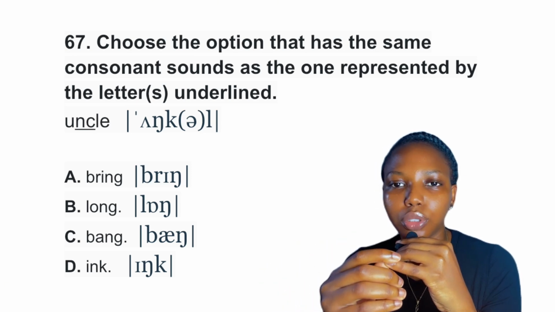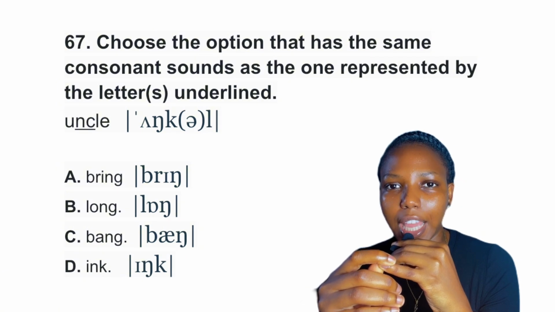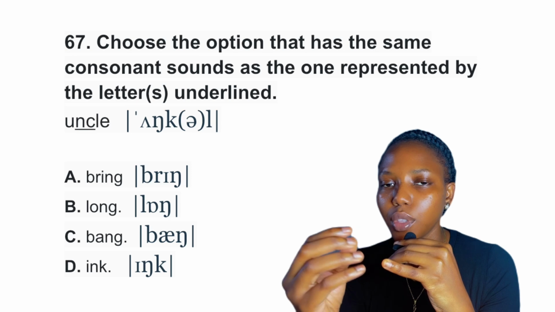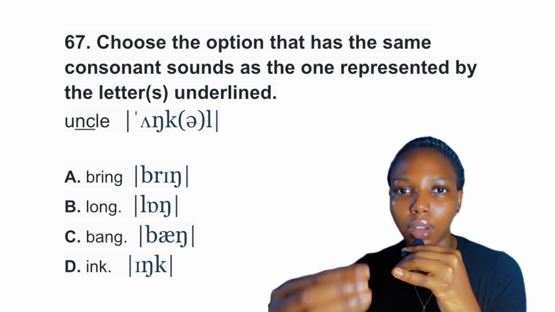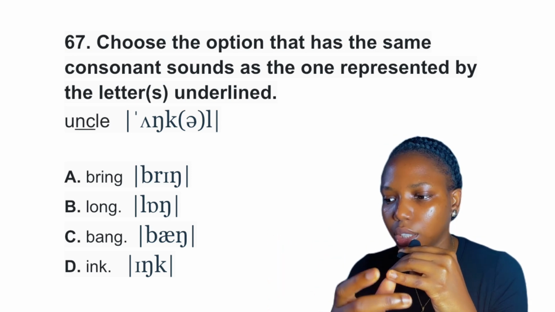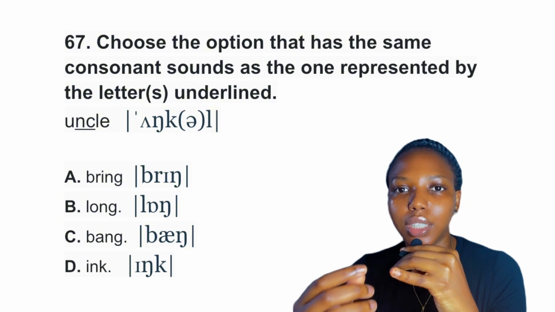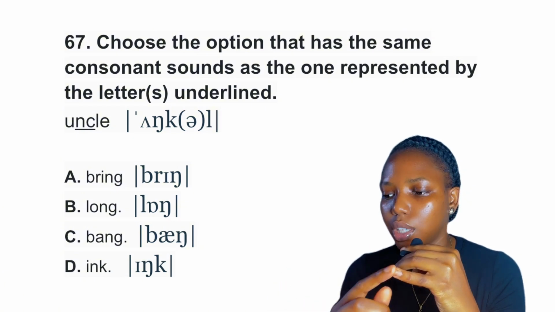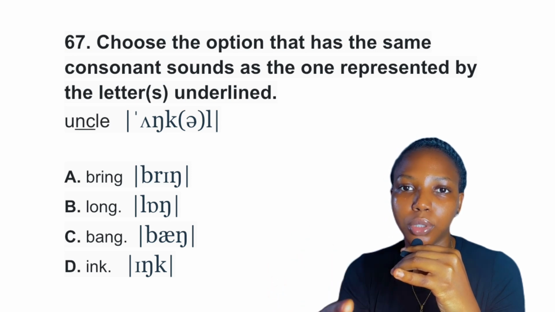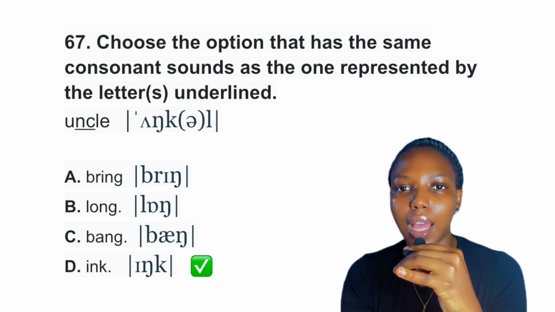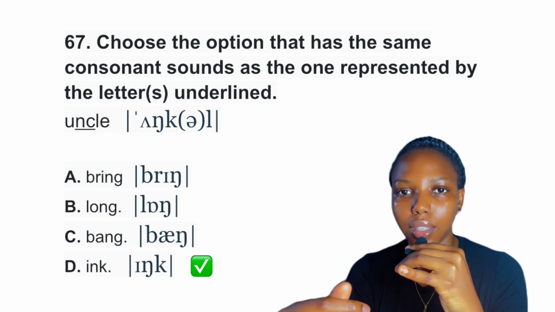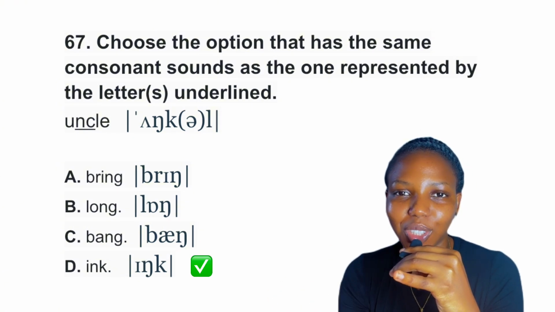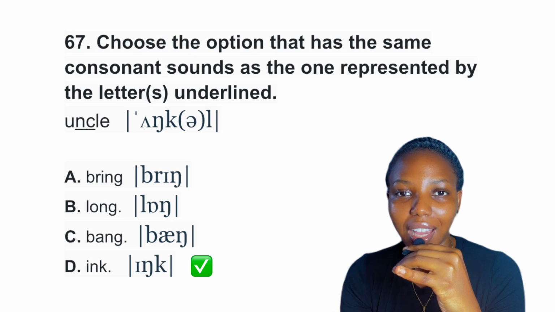Okay, so let's go into the question. Option A, bring, right? Ng is pronounced as ng, but it's not the answer because we are looking for ng and k together, right? Same with option B, ng is ng. Same with option C, ng is ng. The answer to this question is option D because N is ng and K is k. So option D is the final answer to this question. So we have uncle and ink.